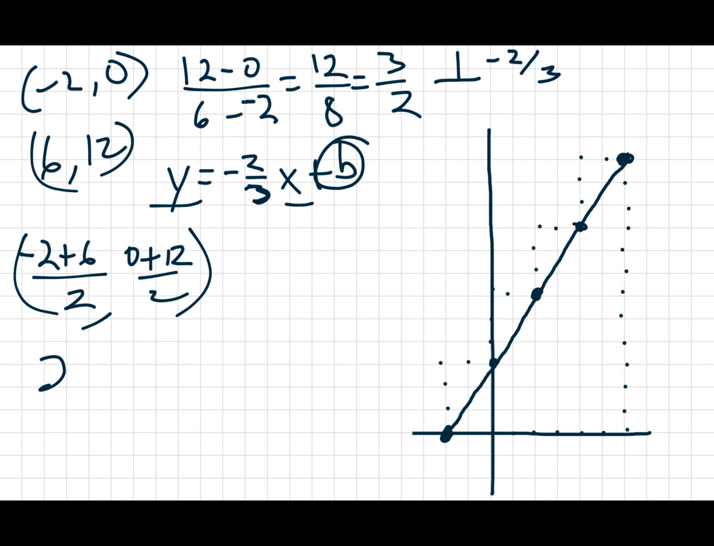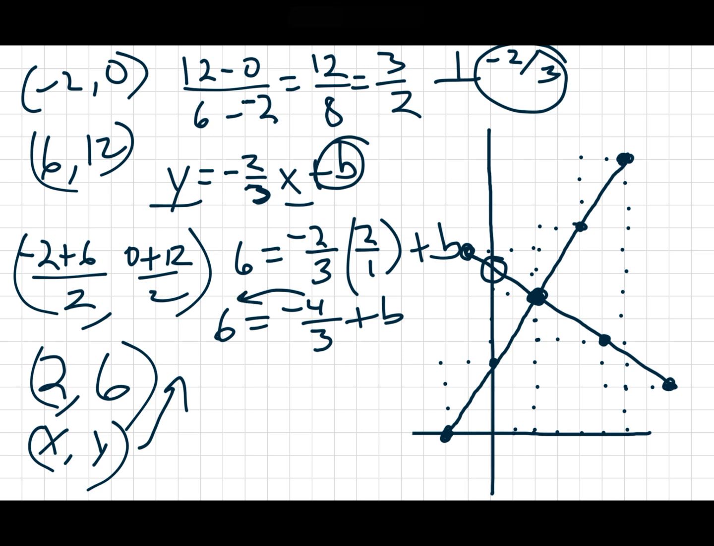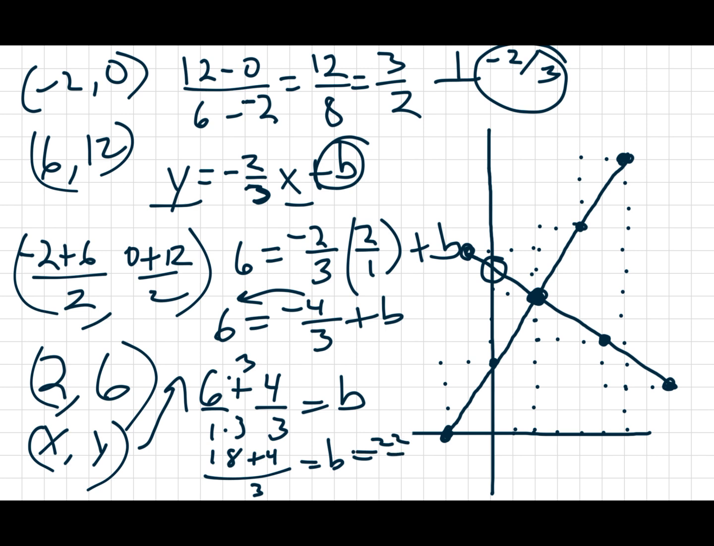And this is why you need to know how to do your math. So we're going to add 4/3 to 6, and that'll give us our y-intercept. So we need a common denominator, so we multiply top and bottom by 3. 18 plus 4 all over 3, which is 22/3. So in Big Ideas, you can say the answer would be -2/3 x plus 22/3.